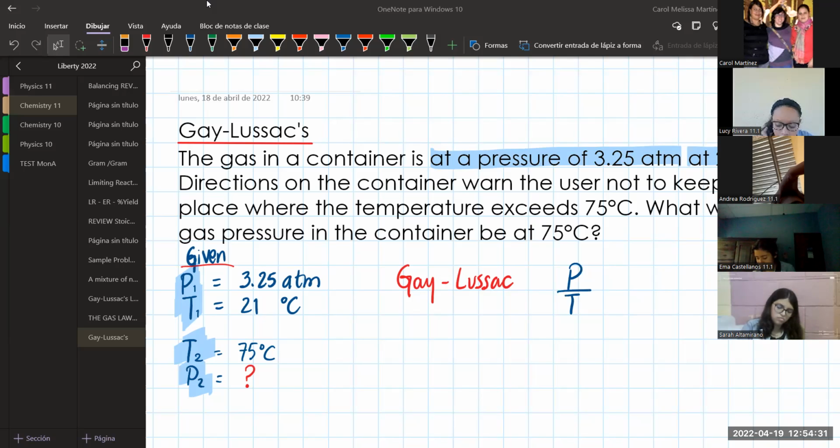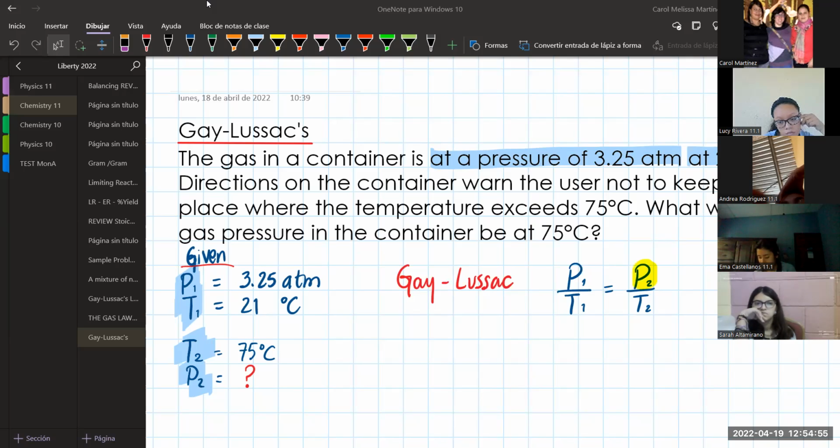So what does he say? That the ratio between pressure and temperature remains constant. That means that the ratio between pressure and temperature in the two moments, initial and final, is going to be the same ratio.